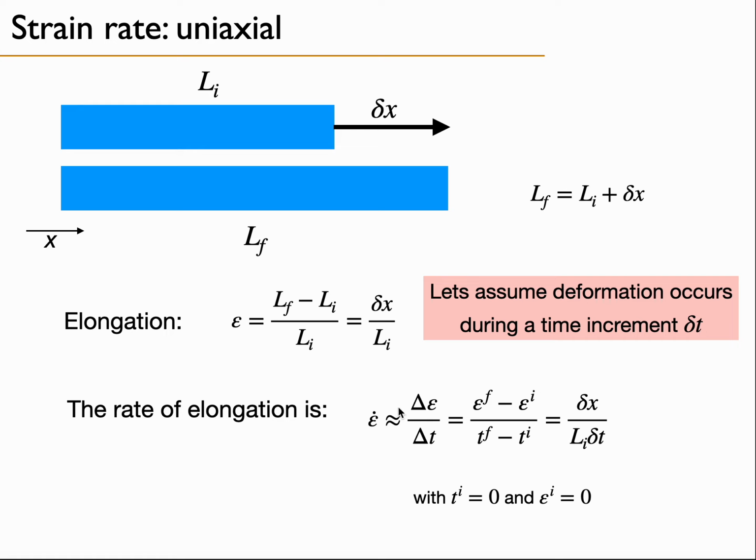So we take the elongation, but we take the time derivative of it. So let's make delta strain divided by delta t. So we take the final strain minus the initial strain. The final strain is delta x divided by Li, minus initial strain is 0, divided by delta t. So delta x divided by delta t divided by Li. So that would be the strain rate in our example.